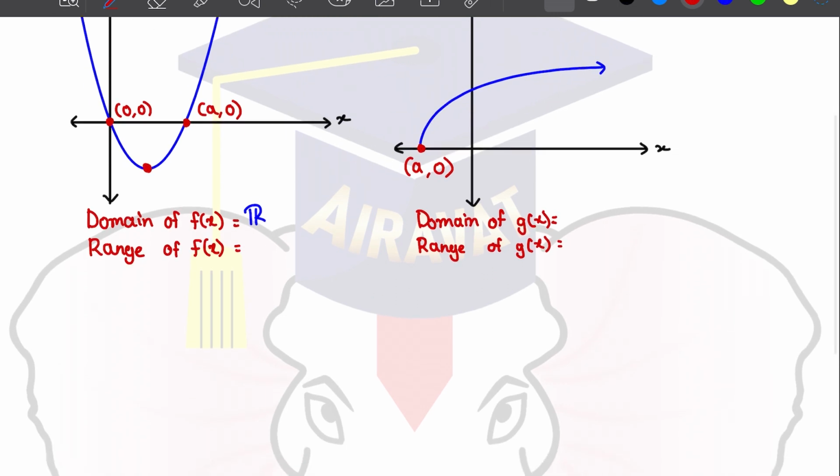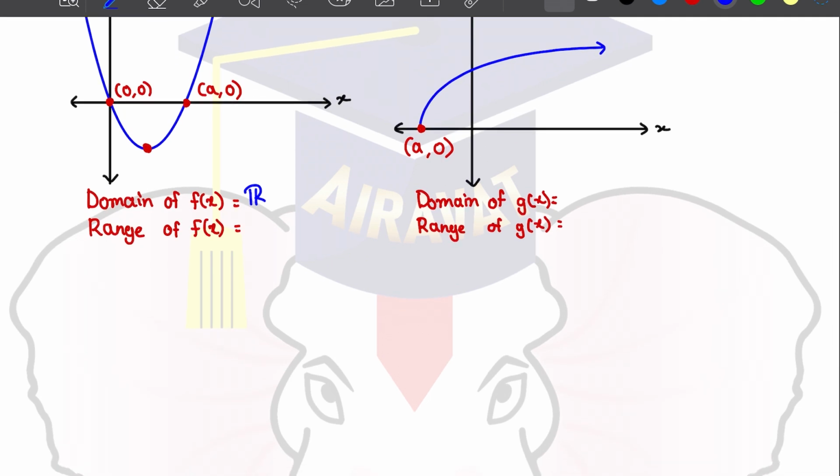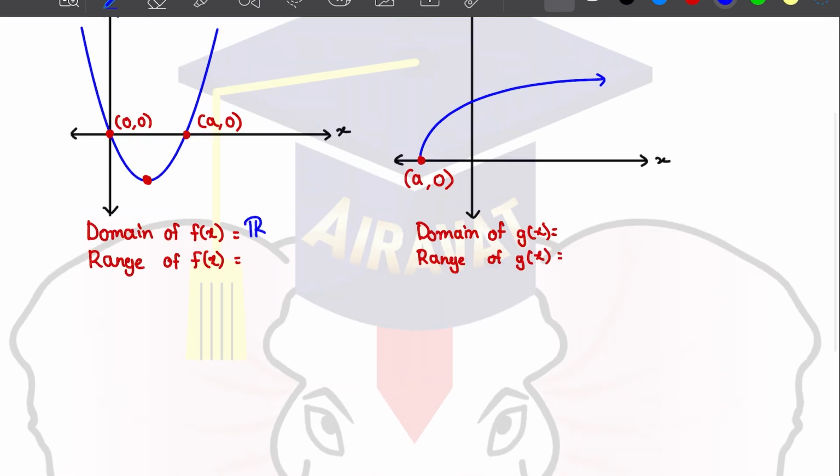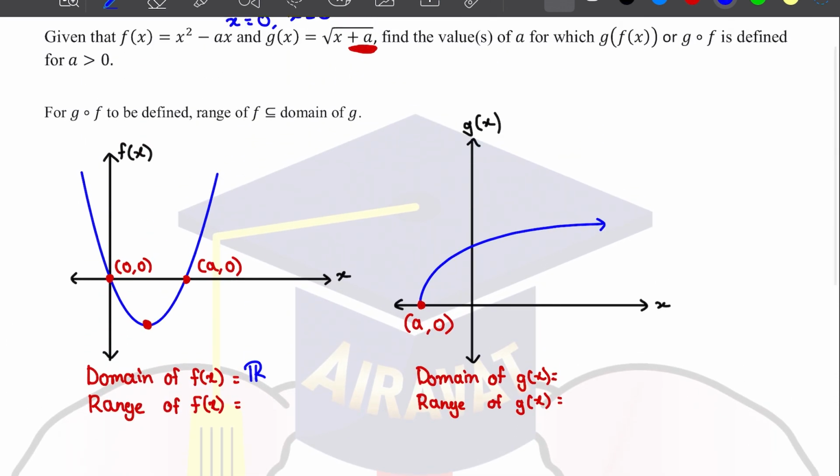Alright, how do I find the range then? How do I find the y coordinate of this turning point? Well, there are two methods. Firstly, we can simply take the derivative of f of x and set it equal to 0. Or we can find the x-intercepts as we already did before, add them up, and then divide by 2.